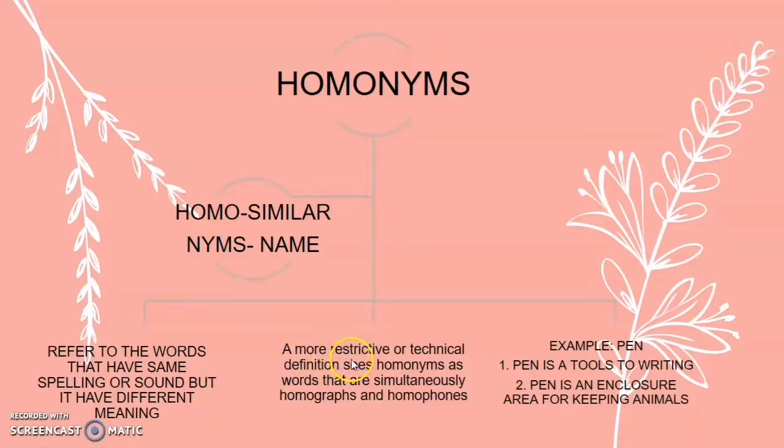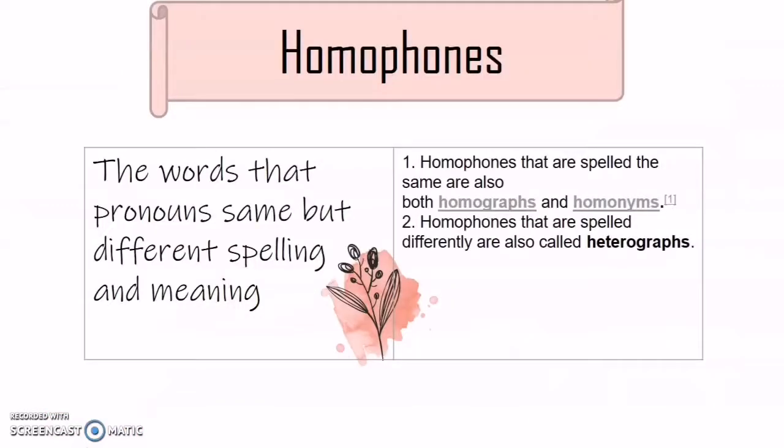A more restrictive or technical definition sees homonyms as words that are simultaneously homographs and homophones. For example, pen. It could be a tool for writing, or it could be an enclosed area for keeping animals. Next is homophones. What are homophones? Homophones are words that are pronounced the same but have different spelling and meanings. Homophones that are spelled the same are also both homographs and homonyms. Homophones that are spelled differently are also called heterographs.